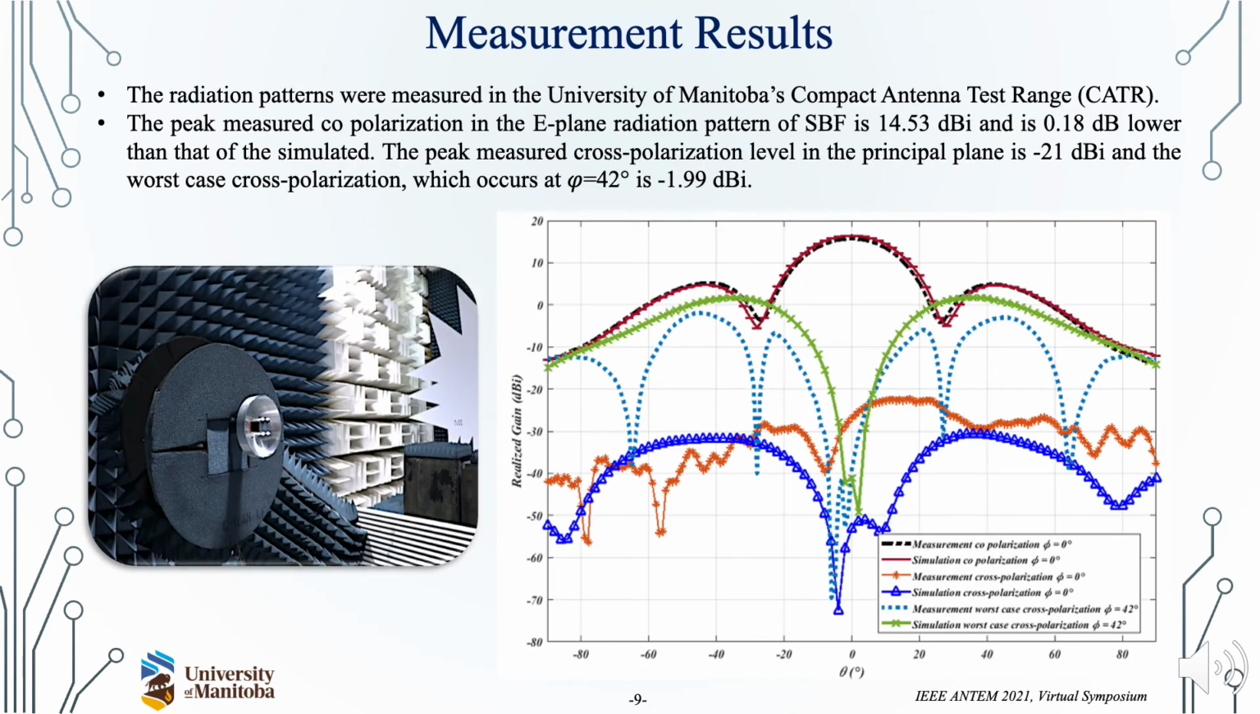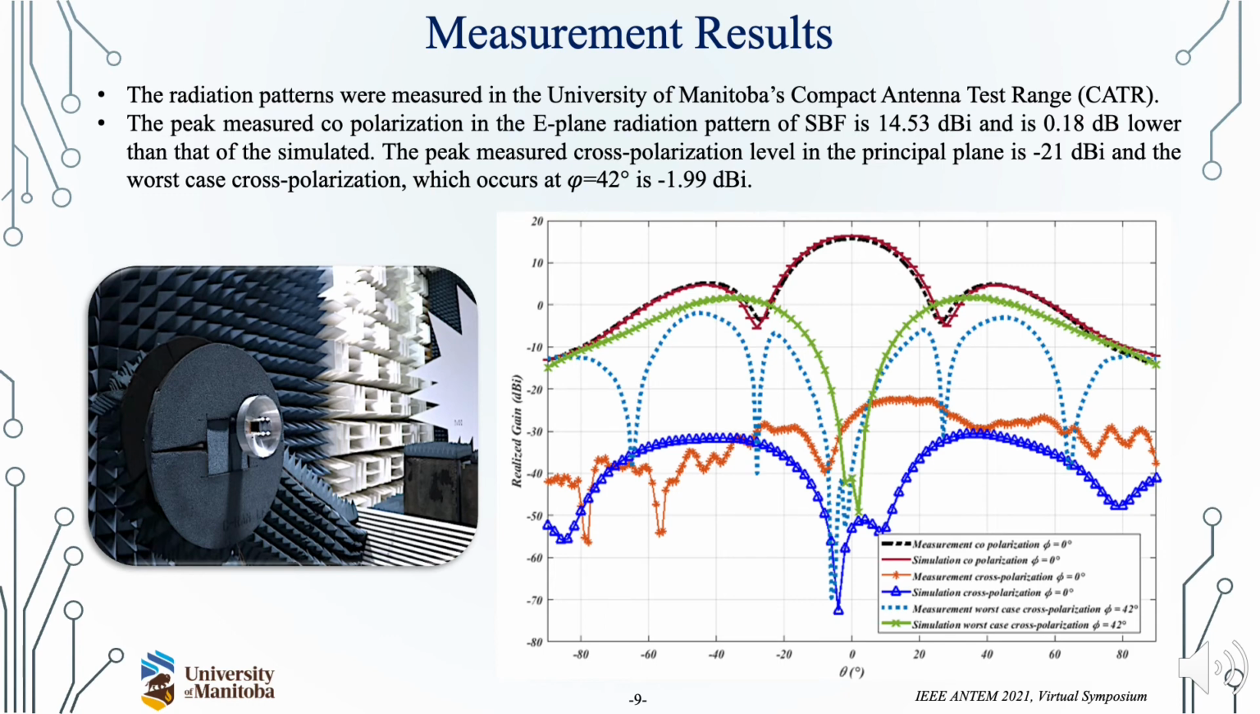Well, after the S11 measurements, now it's time to measure the antenna radiation pattern. The antenna radiation patterns were measured in the University of Manitoba's Compact Antenna Test Range, or in short CATR, and the measurement setup is shown in the left figure. Once the measurements were done, we compared the measurement and simulation results. There was great agreement between the measurement and simulation results in the principal planes.